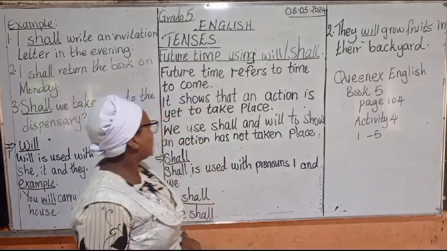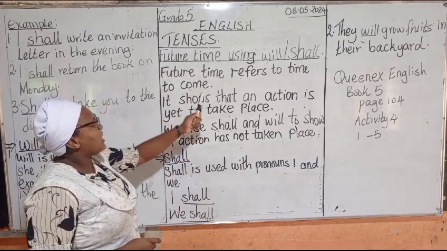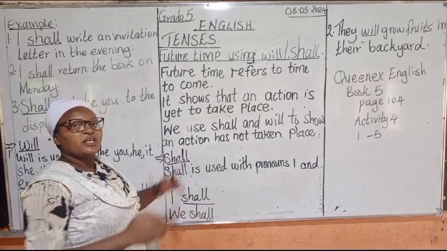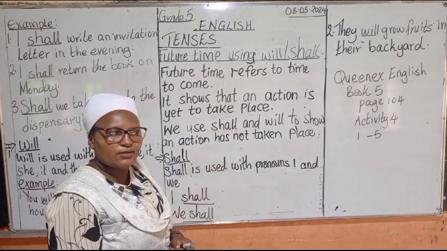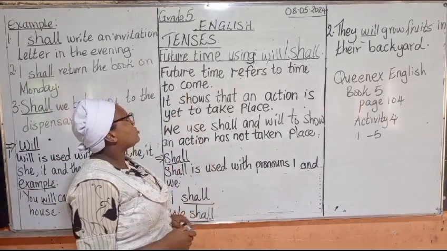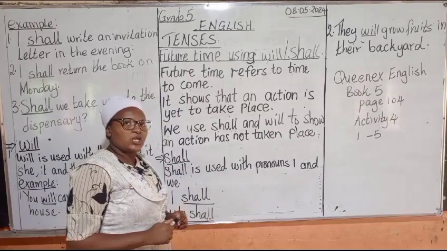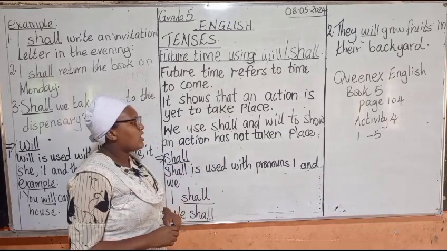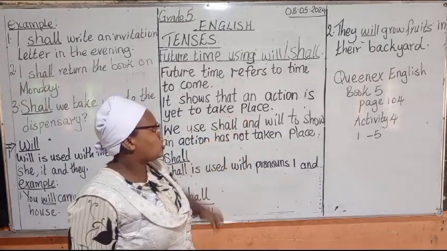Something I want you to understand is, as I've written here, future time refers to time to come, meaning it can be the next minute, the next day, the next year, a decade to come. So it's time to come. Future time refers to time to come. It shows that an action is yet to take place. We use shall and will to show an action has not taken place. That is what we are saying, it's yet to.